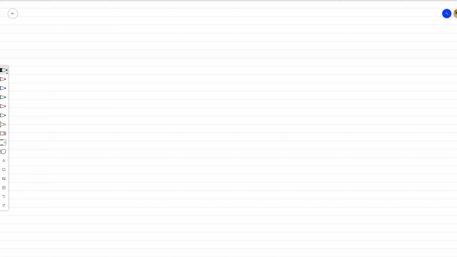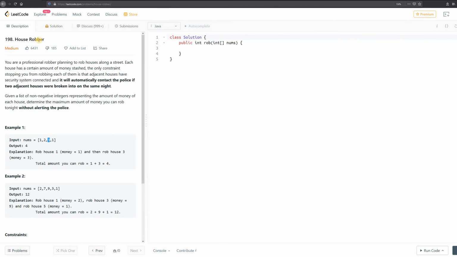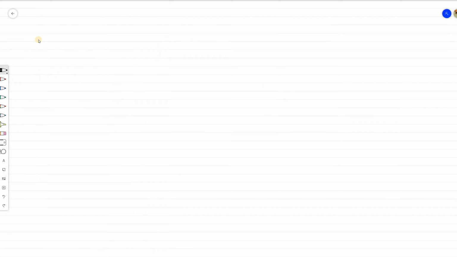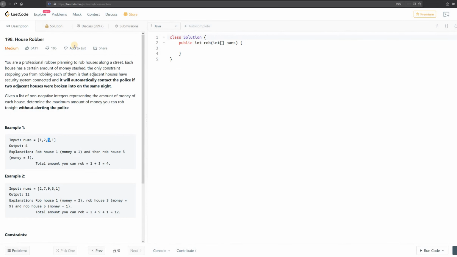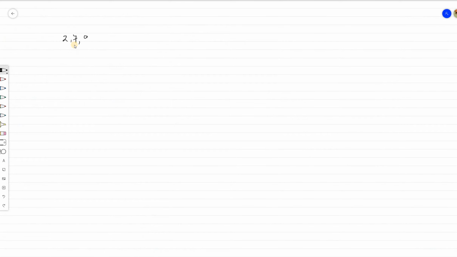So let's look at the approach that we are going to use in order to solve this. Let's take the example from the problem. So let's say 2, 7, 9, 3, 1. This is the example that we will be using. We need to come up with a strategy in order to find out the maximum that the thief can make.